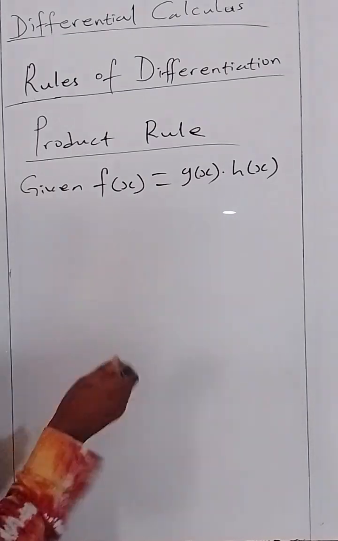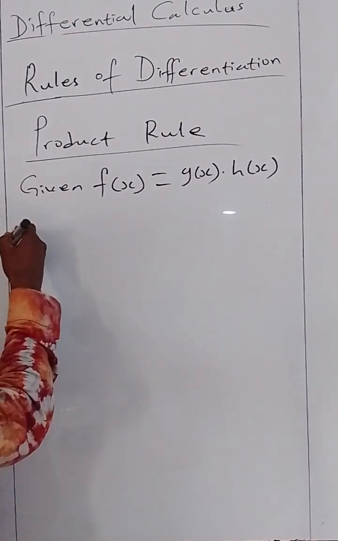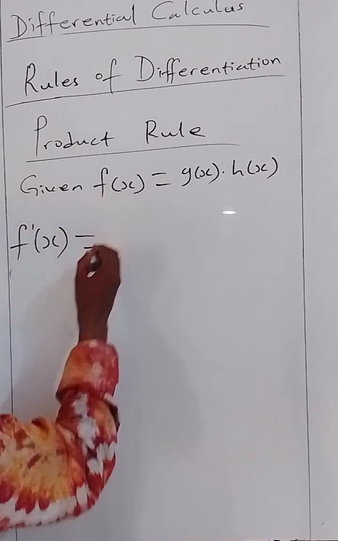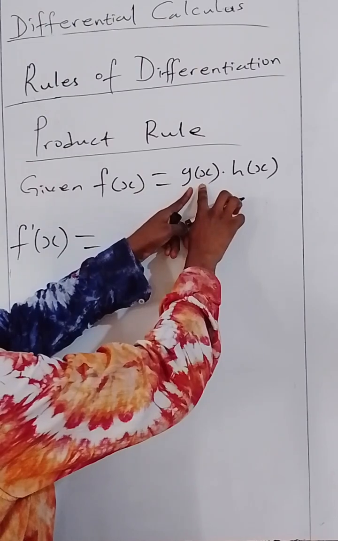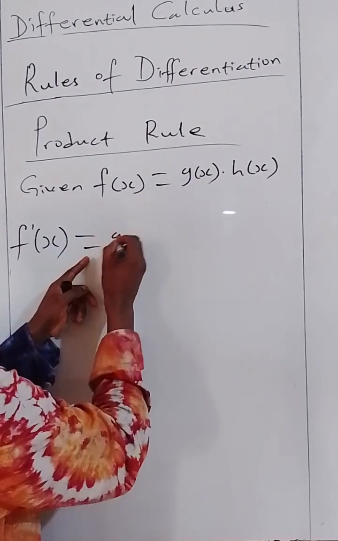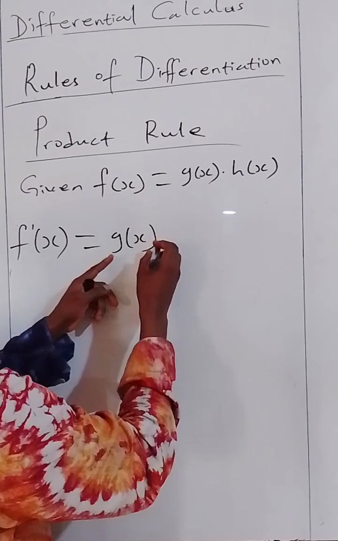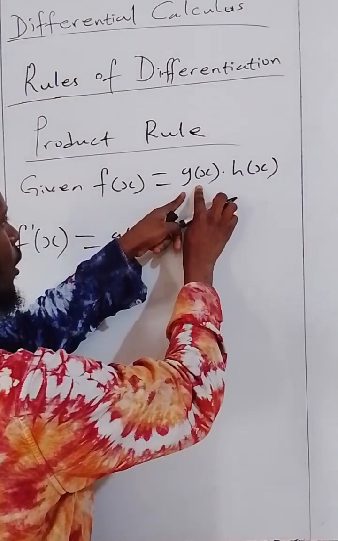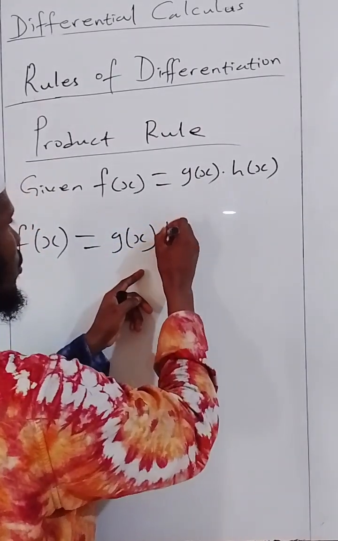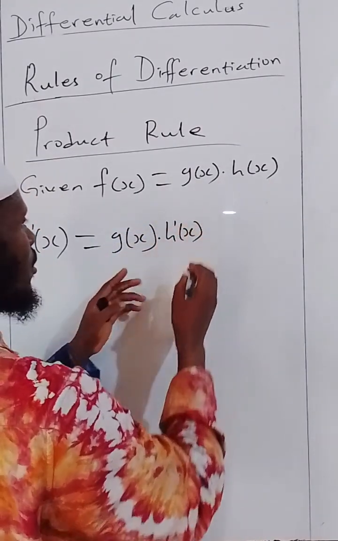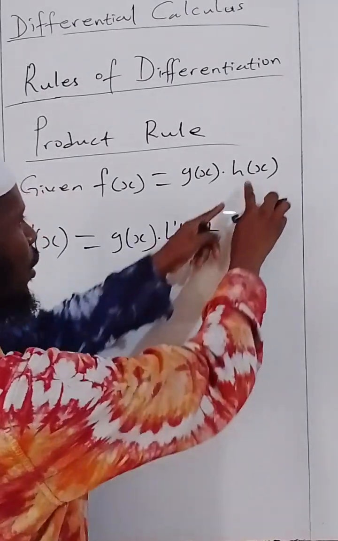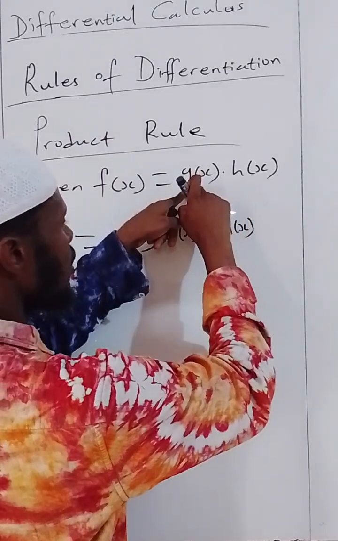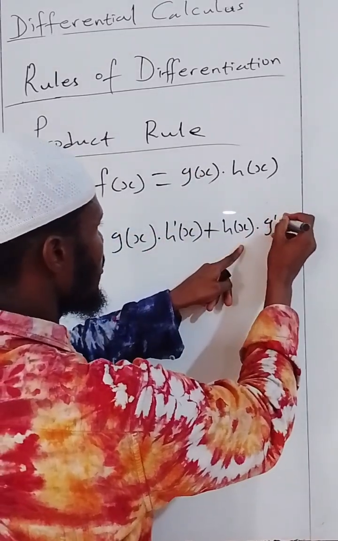Let's say we have this function. The differentiation rule states that the derivative of this is equivalent to: we hold the first function constant, that is g of x, then multiply by the derivative of the second function. That is, we hold the first constant, then we differentiate the second one. Then plus, we hold the second constant this time, h of x, then we differentiate the first one, multiply by g of x.